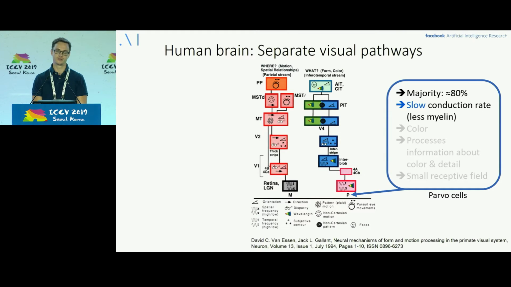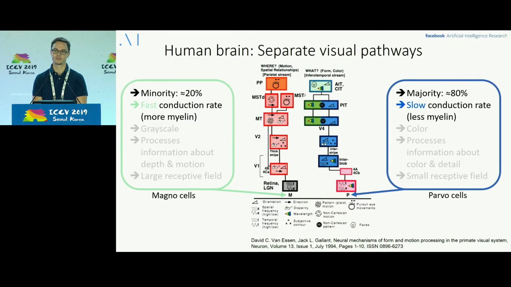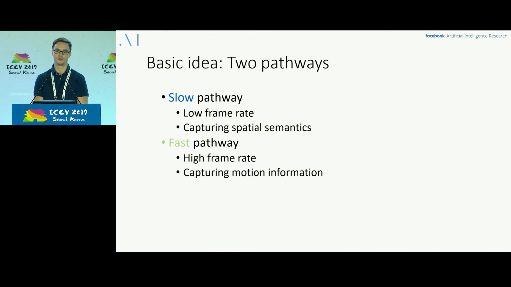There is also a dorsal stream, which is responsible, for example, for motion recognition. And the dorsal stream originates with magno cells, which have a fast conduction rate, which means they can quickly propagate information. However, of all the cells, they are only around 20%, so the minority. There are also lateral connections between the two pathways.